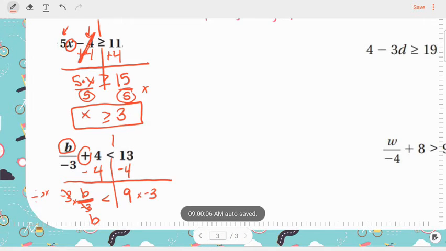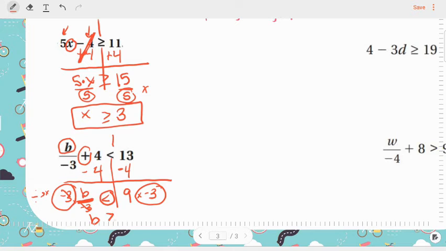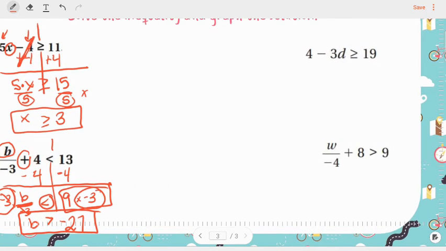Now, the question is, did I divide by a negative or multiply by a negative? And the answer is yes. There's multiplying by negative on both sides. So this inequality is going to flip from less than to greater than. And then I'm going to do my multiplication. 9 times negative 3 is negative 27. So that would be my answer. My sign flipped, and I multiplied both sides by negative 3.